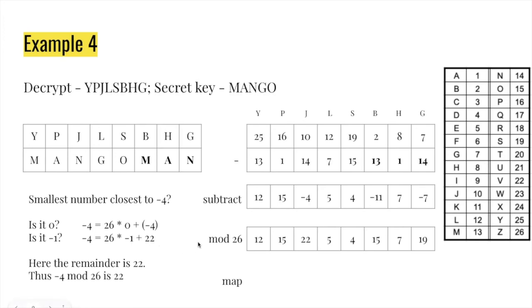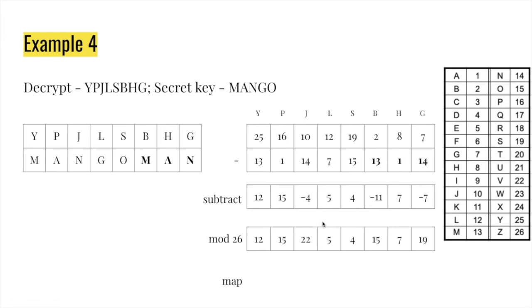Now how do we get 5 and 4 mod 26? It will be the same values because in both the cases the quotient is 0. Now let's find minus 11 mod 26. So here again the quotient will be minus 1. So 26 into minus 1 will give us minus 26. Minus 26 plus 15 gives us minus 11. So here the remainder is 15 and which is also the solution.